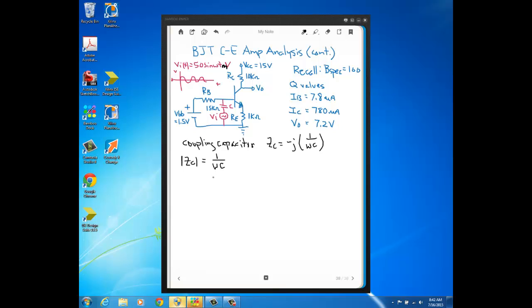Remember ω, this is your source frequency. So coupling capacitors, or any type of capacitor when it's used in this way, is called a coupling capacitor. For DC, ω is equal to 0, right? Because with the DC source, you don't have any sort of oscillation. So the magnitude of the impedance of the capacitor is just going to be 1/0, which is infinite. So to DC current, a capacitor just acts like an open.